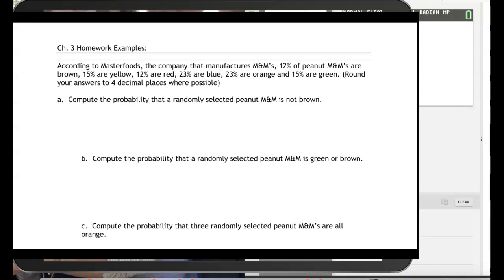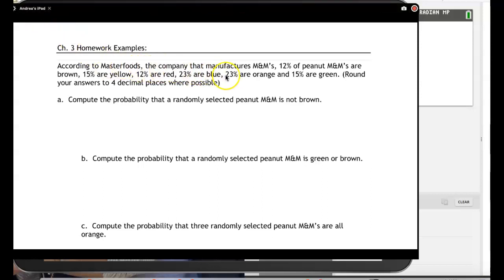Okay, so I wanted to do a couple of the homework problems for you for chapter 3. This first one says, according to Master Foods, the company that manufactures M&Ms, 12% of peanut M&Ms are brown, 15% are yellow, 12% are red, 23% are blue, 23% are orange, and 15% are green. Now it does tell us to round our answer to 4 decimal places. So let's look at this problem.